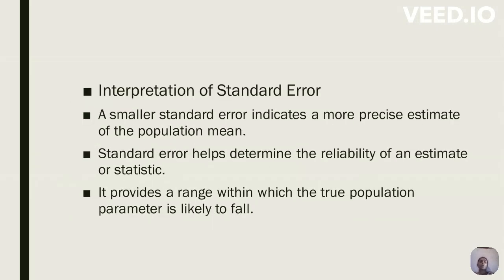Next, we will move to the interpretation of standard error. A small standard error indicates a more precise estimate of the population mean. Standard error helps to determine the reliability of an estimate or a statistic. It provides a range within which the true population parameter is likely to fall.